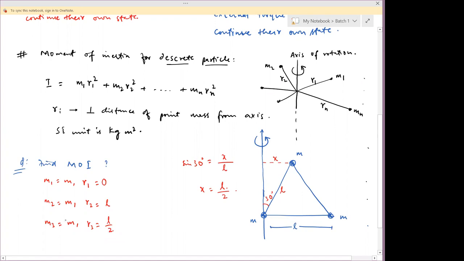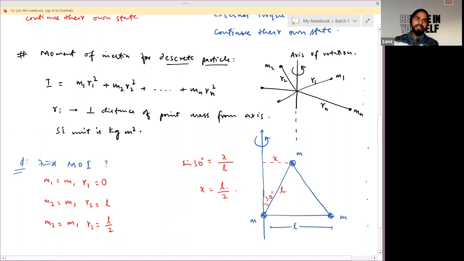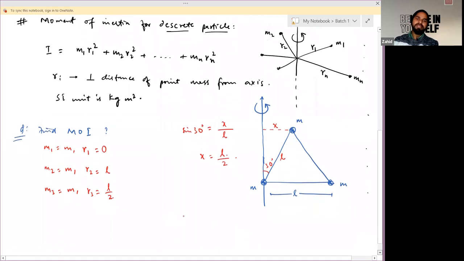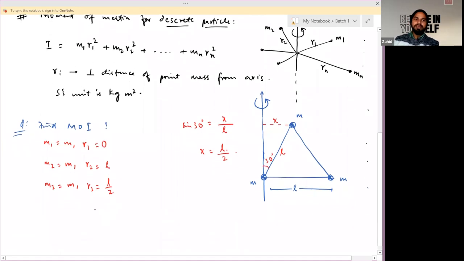Now put these values in the above formula to find the moment of inertia about this given axis. So I will be m1 r1 square, m2 r2 square, and m3 r3 square. Put all the values in this.